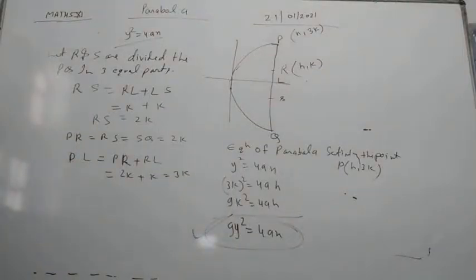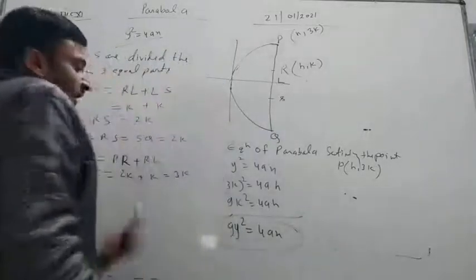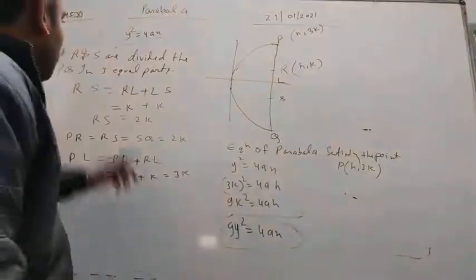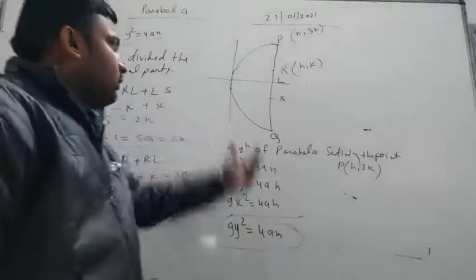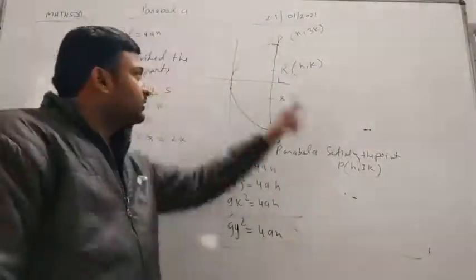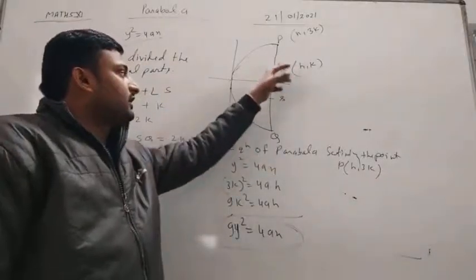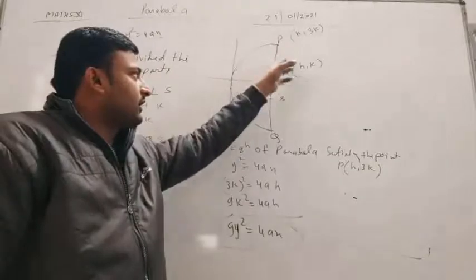Now student, we will see another question. Our next question is: find the locus of the point which bisects this ordinate PQ. We have taken 2 points on this ordinate, which are R and S. Now these divide this line PQ into 3 equal parts.